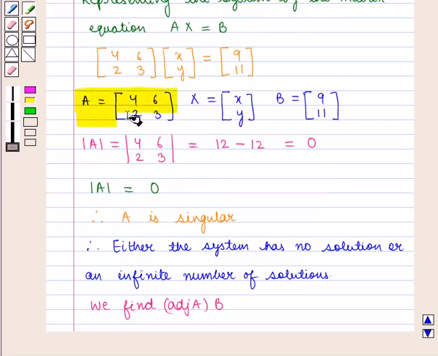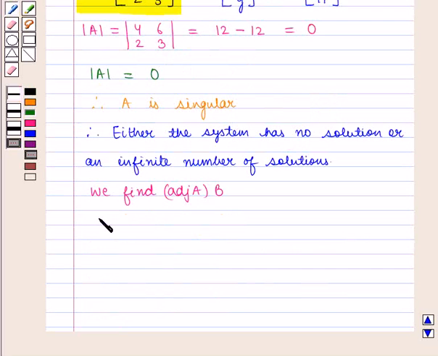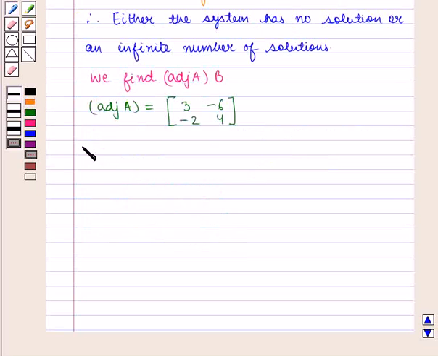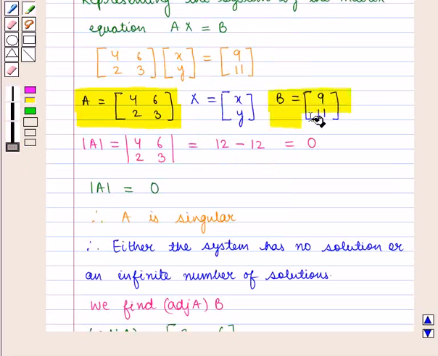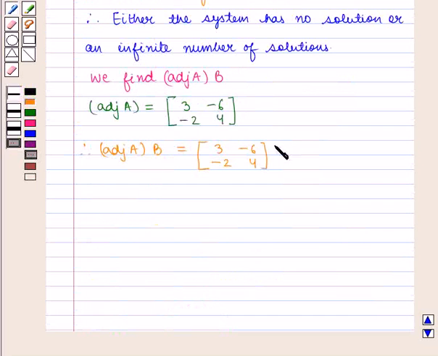A is equal to the 2x2 matrix containing elements 4, 2, 6, 3, and we can find the adjoint of A by interchanging the entries on the leading diagonal and changing the sign of the entries on the other diagonal. So adjoint of A is equal to the 2 by 2 matrix containing elements 3, minus 2, minus 6, 4. Therefore adjoint of A into B is equal to the 2 by 2 matrix containing elements 3, minus 2, minus 6, 4, and B is given by the 2 by 1 matrix containing elements 9, 11. Adjoint of A is a 2 by 2 matrix and B is a 2 by 1 matrix.